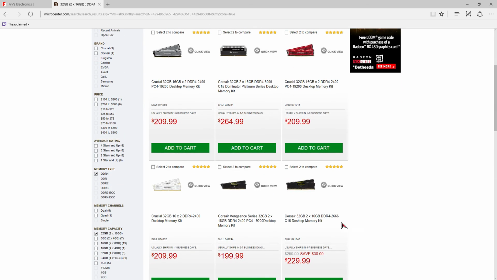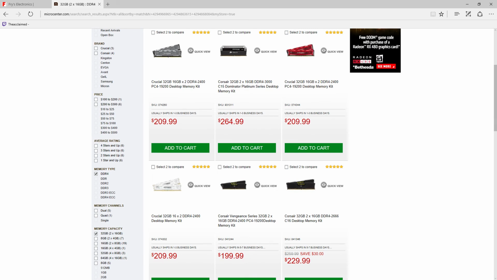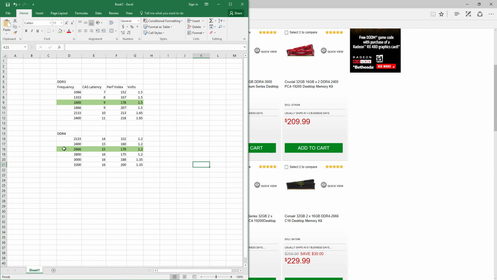So anyway, guys, that was a quick video on DDR4 RAM. Like I said, I recommend getting anywhere from 2400 to, I would say, about 3000. If you really want to overclock and you want to run that 1.35 volts, then go for 3200. Anything above 3200 is honestly not really worth it at this point.